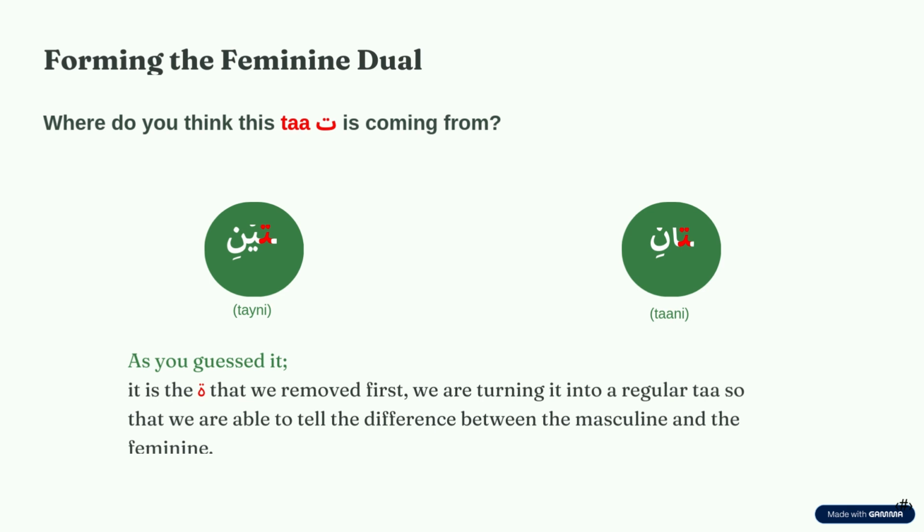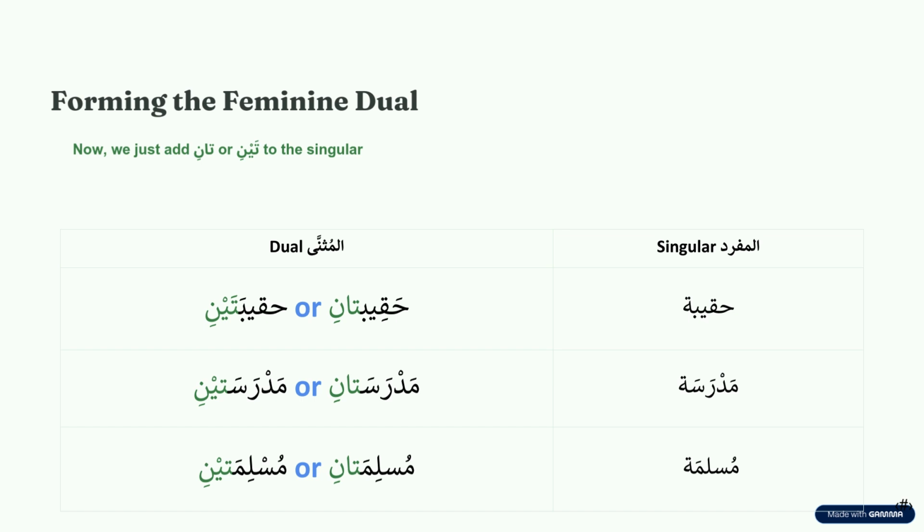So what happened here is we actually took the ta marbuta, recycled it, turned it into a regular ta, so that we are still able to tell that it's a feminine word. So this is the source of ta. So now to make the word حقيبة feminine, I cut the ta marbuta and add tani, or I recycled the ta marbuta and I made it a regular ta. حقيبتان or حقيبتين. مدرسة, school, will be مدرستان or مدرستين. مسلمة, مسلمتان or مسلمتين.